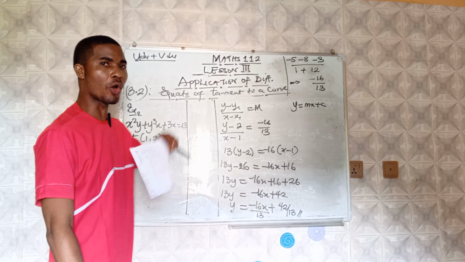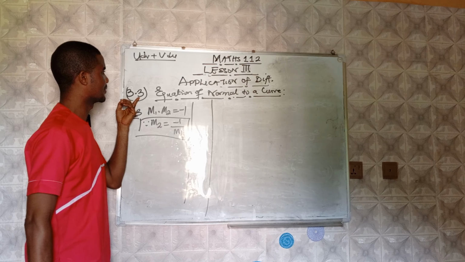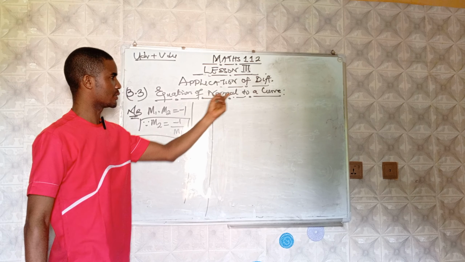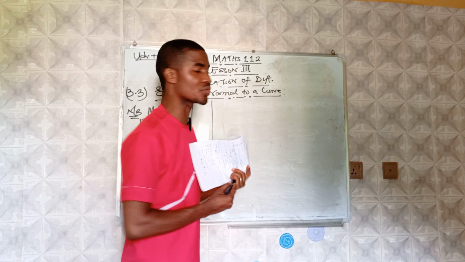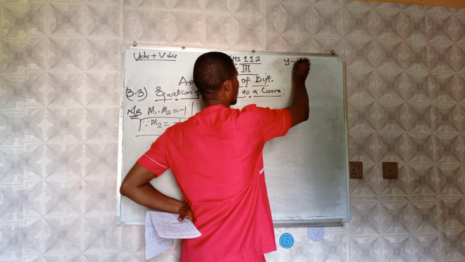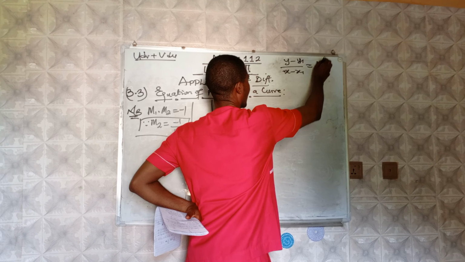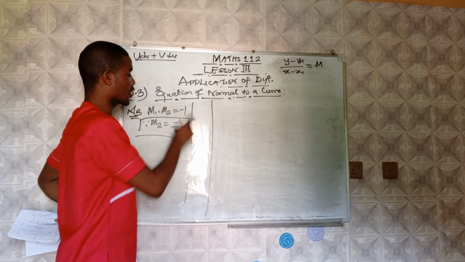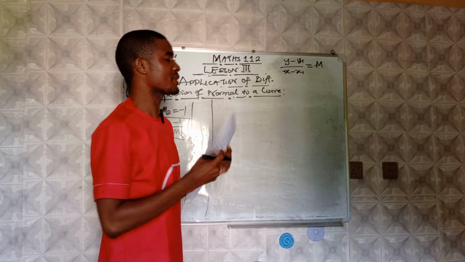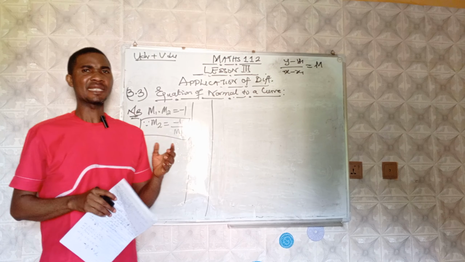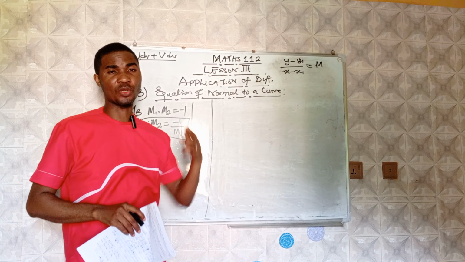We move to equation of normal to a curve. We move to 3.3. This one is going to be equation of normal to a curve. Now, we've seen the equation of tangent to a curve, and we said when you're solving for the equation of tangent, you're going to be using y minus y1 over x minus x1 equals m. But when you are talking about the equation of normal, the slope you are going to use is different. A normal is a straight line that is perpendicular to another line.